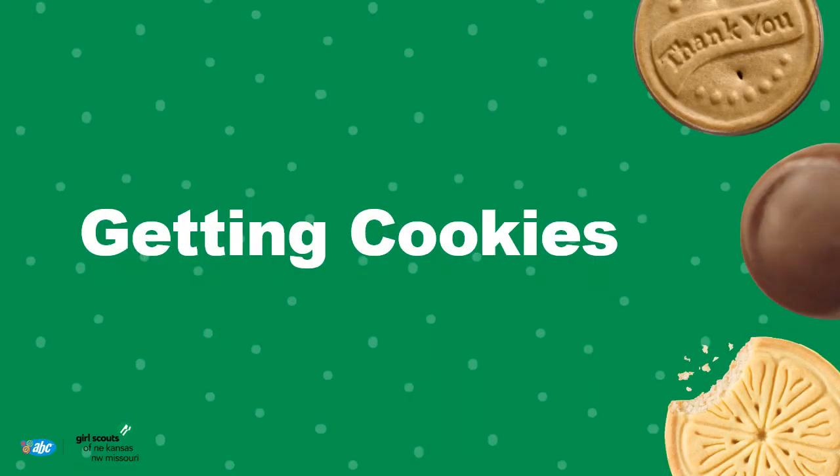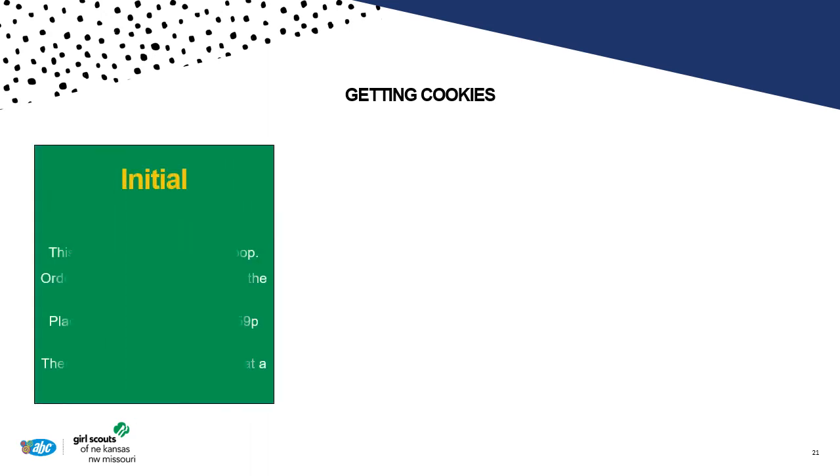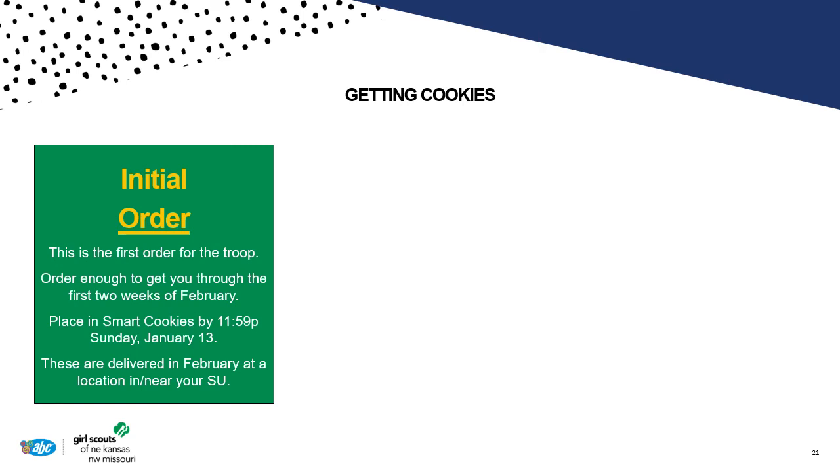So we've reviewed Smart Cookies and mentioned that's where you'll order cookies, but how do you get cookies? Now that we've talked about how to access Smart Cookies and how the girls can use the Smart Cookies portal, let's talk about how troops get cookies. Most troops place an initial order. This is the first order for the troop, and we suggest you place enough cookies to get you through second week of February. This order is due in the system by 11:59 p.m. on Sunday, January 13th, and these cookies are delivered in early February to a location that your Service Unit Product Sales Manager will let you know about.